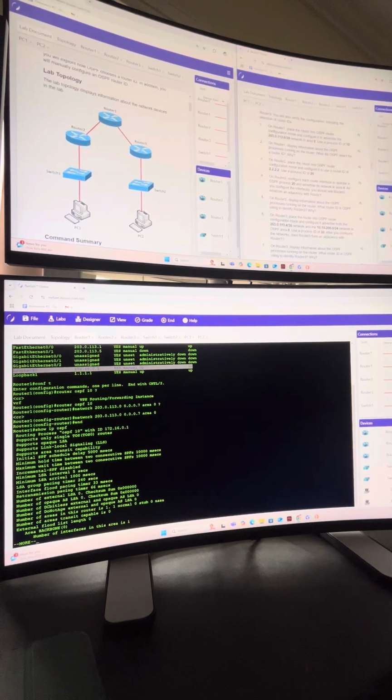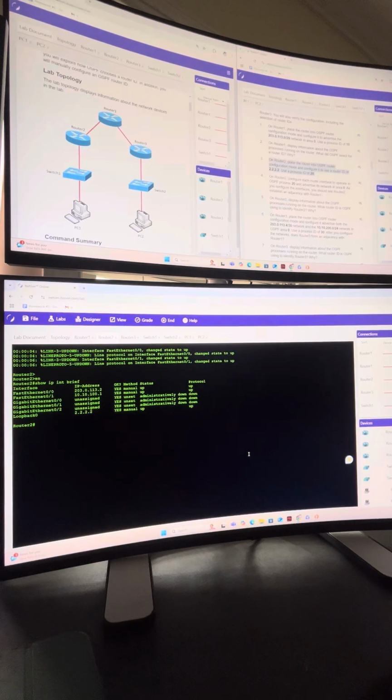So number 3, it says on router 2, place the router into OSPF router configuration mode and configure it to use a router ID of all 2s. Use a process ID of 20. So if I go to router 2, and I do a configure terminal, and I do a router ospf 20, hit enter. All right, and we want to do a router-id of 2.2.2.2. All right, and so let's hit enter there to configure the router ID of all 2s.